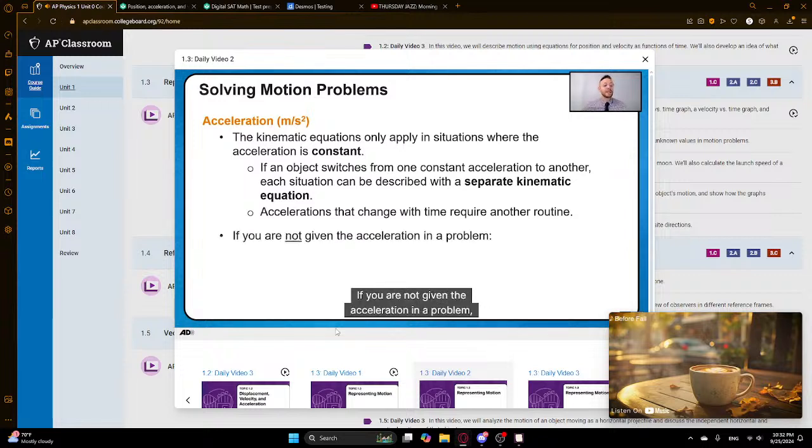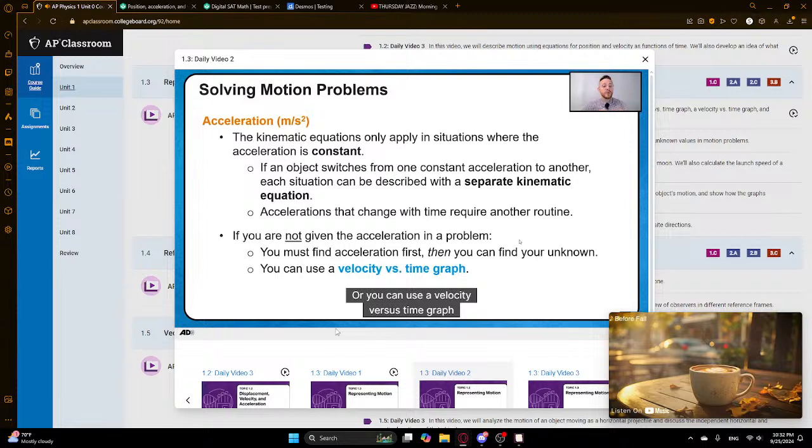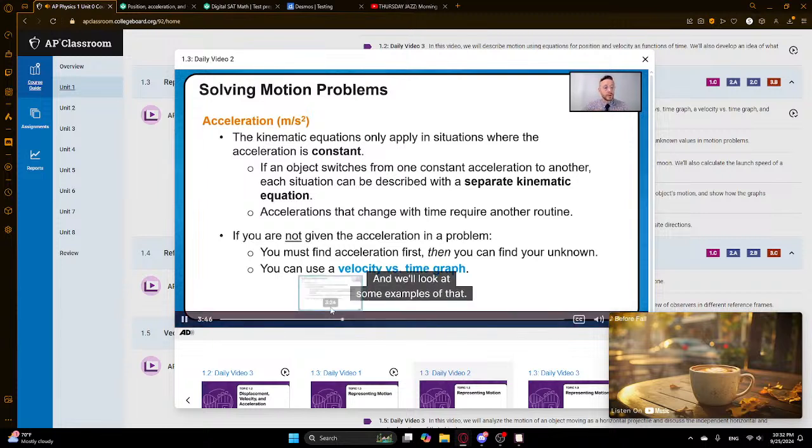If you are not given the acceleration in a problem, your problem just got a lot more complicated. So you could find the acceleration first with the equations, then you can find your unknown. So it becomes a two-step problem. Or you can use a velocity versus time graph to solve for your unknown. And we'll look at some examples of that.